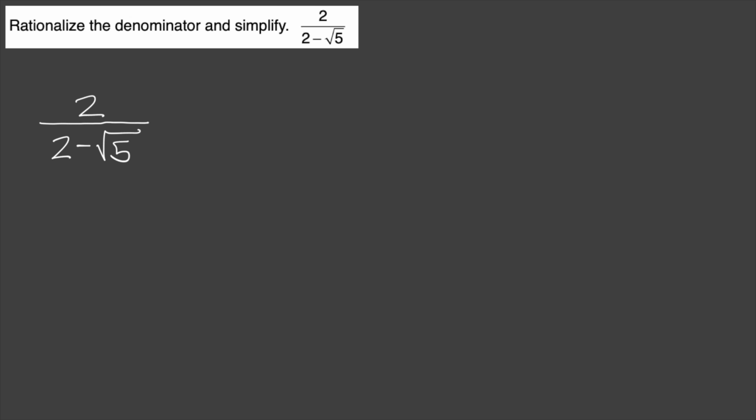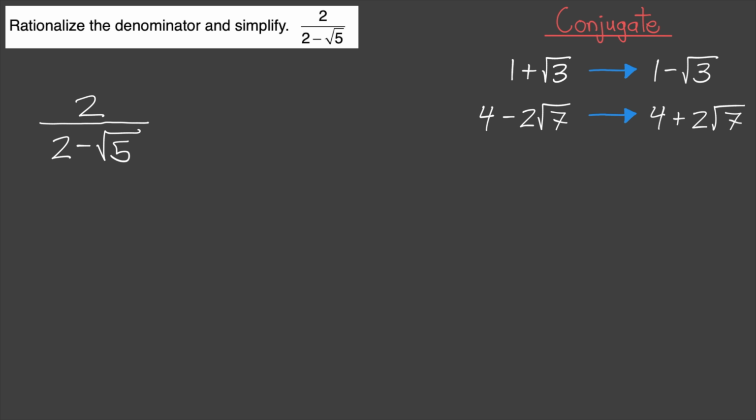So we are going to look at a concept called the conjugate. So the conjugate of a binomial is the opposite as far as the second term goes. So if 1 plus root 3 is your original binomial, the conjugate is going to be 1 minus root 3. Notice we just changed the sign of the second term. So if 4 minus 2 root 7 is your original expression, the conjugate of that is 4 plus 2 root 7. And we're going to multiply the top and the bottom here by the conjugate of the denominator.